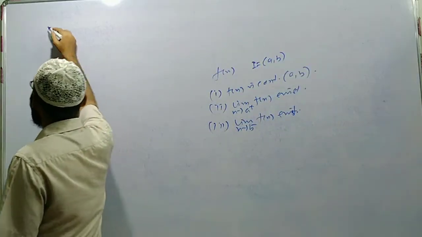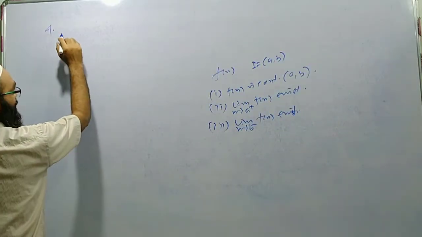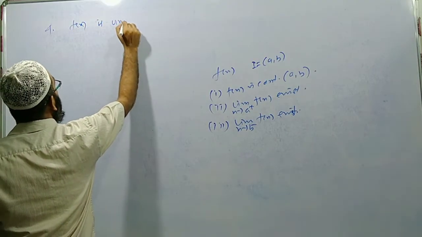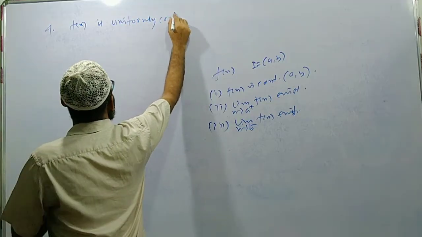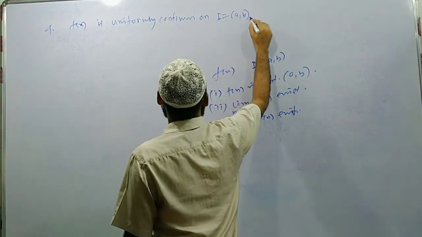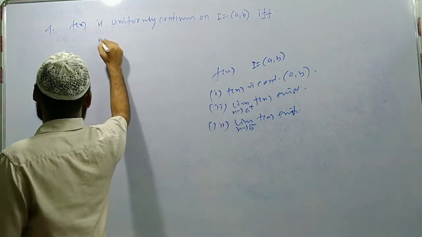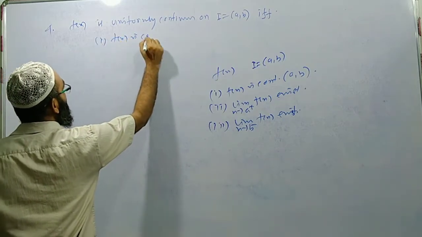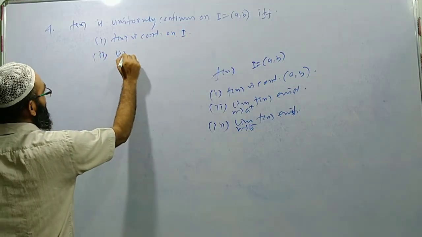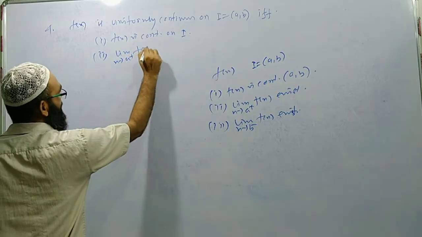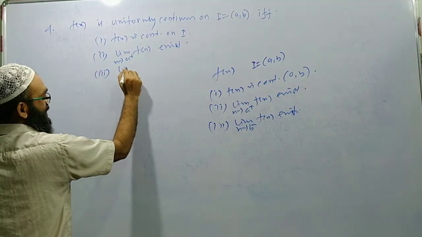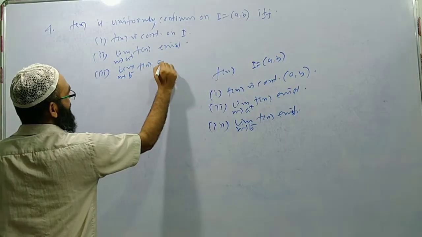Next, number 4, f(x) is uniformly continuous on I equal to the open interval (a, b) if and only if, number one, f(x) is continuous on I. Number two, limit x tends to a plus of f(x) exists. And number three, limit x tends to b minus of f(x) exists.